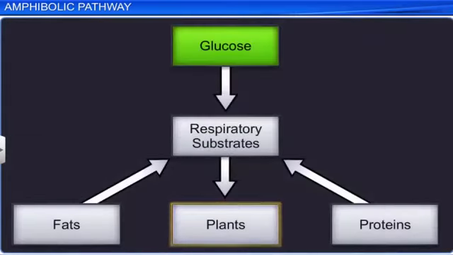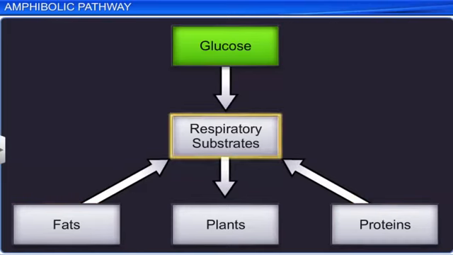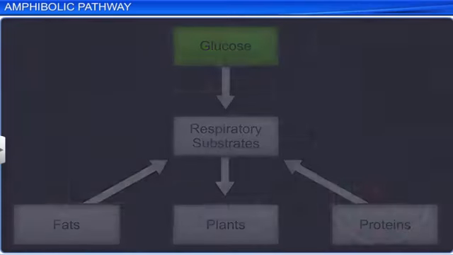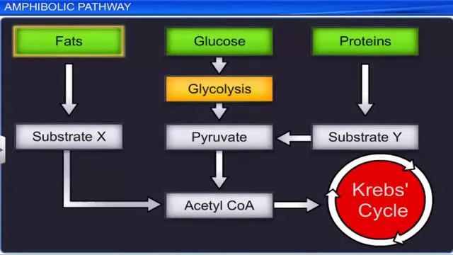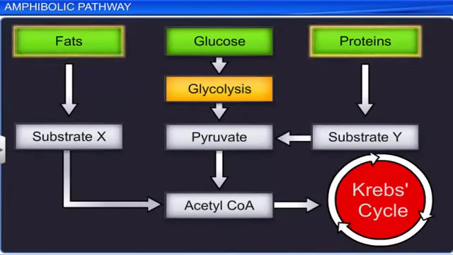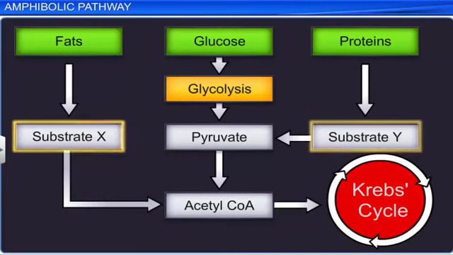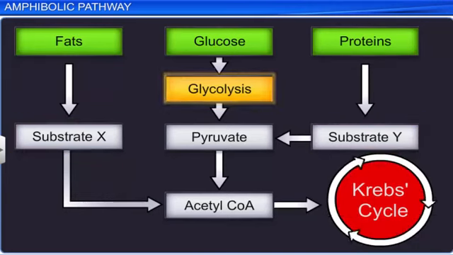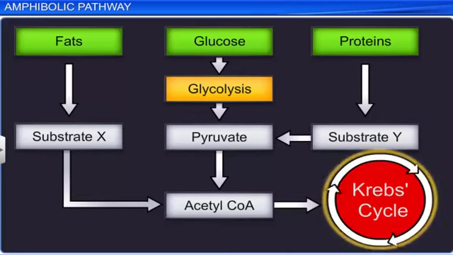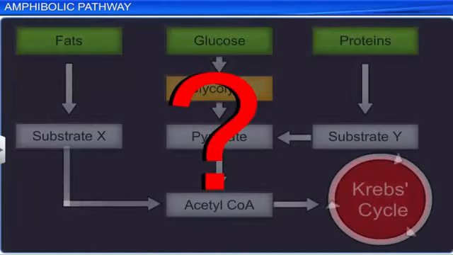But plants also use substances such as fats and proteins as respiratory substrates. Though pure fats or proteins cannot be directly used as substrates, they can enter as intermediary substrates of glycolysis and the Krebs cycle. Now, let's see how fats and proteins are utilized as respiratory substrates.